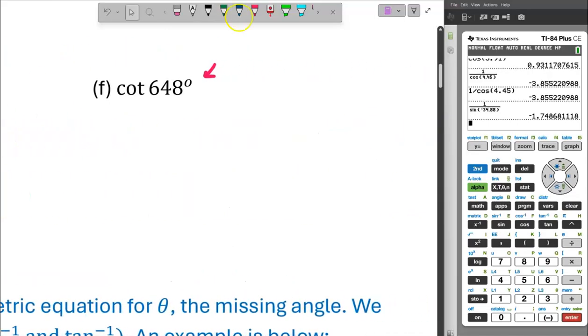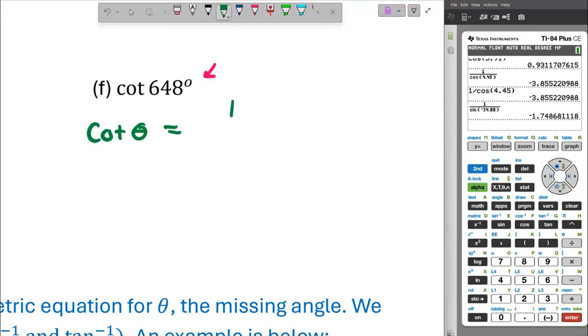So moving over to the last one, this is another reciprocal. And so here's the last one you need to know. Cotangent is equivalent to 1 over the tangent of theta. And so in my calculator, what I will be typing is 1 over tangent of 648.